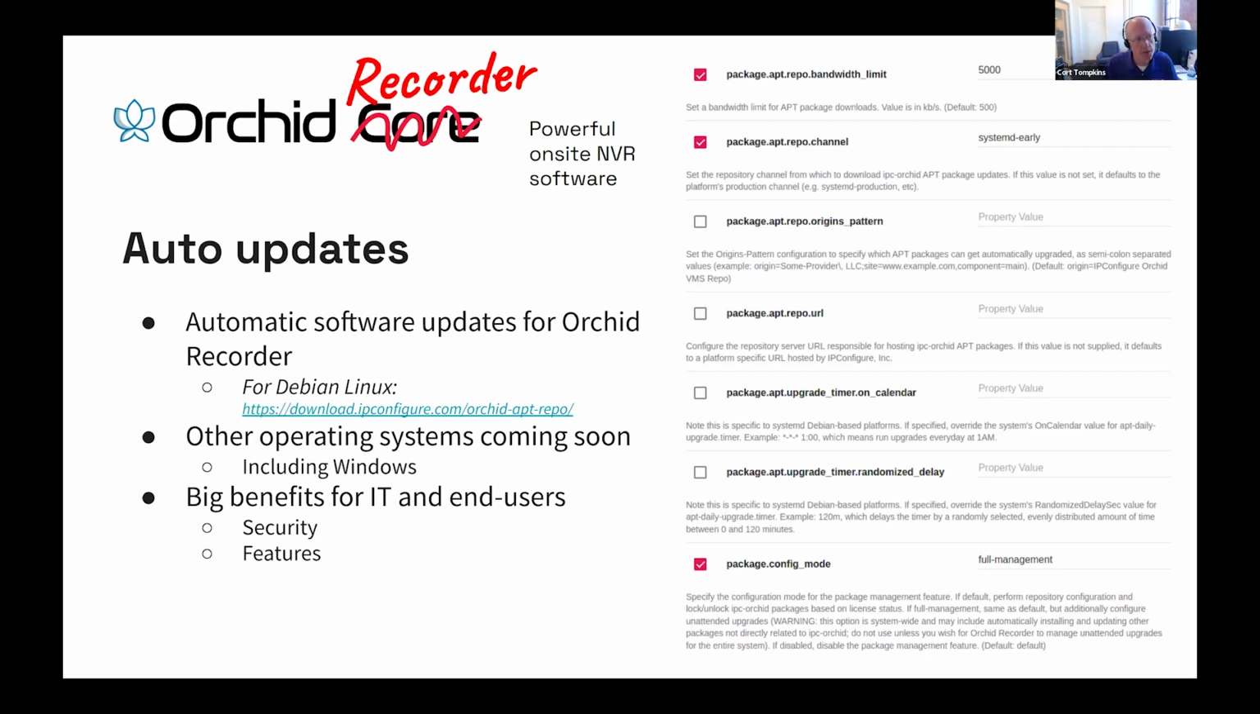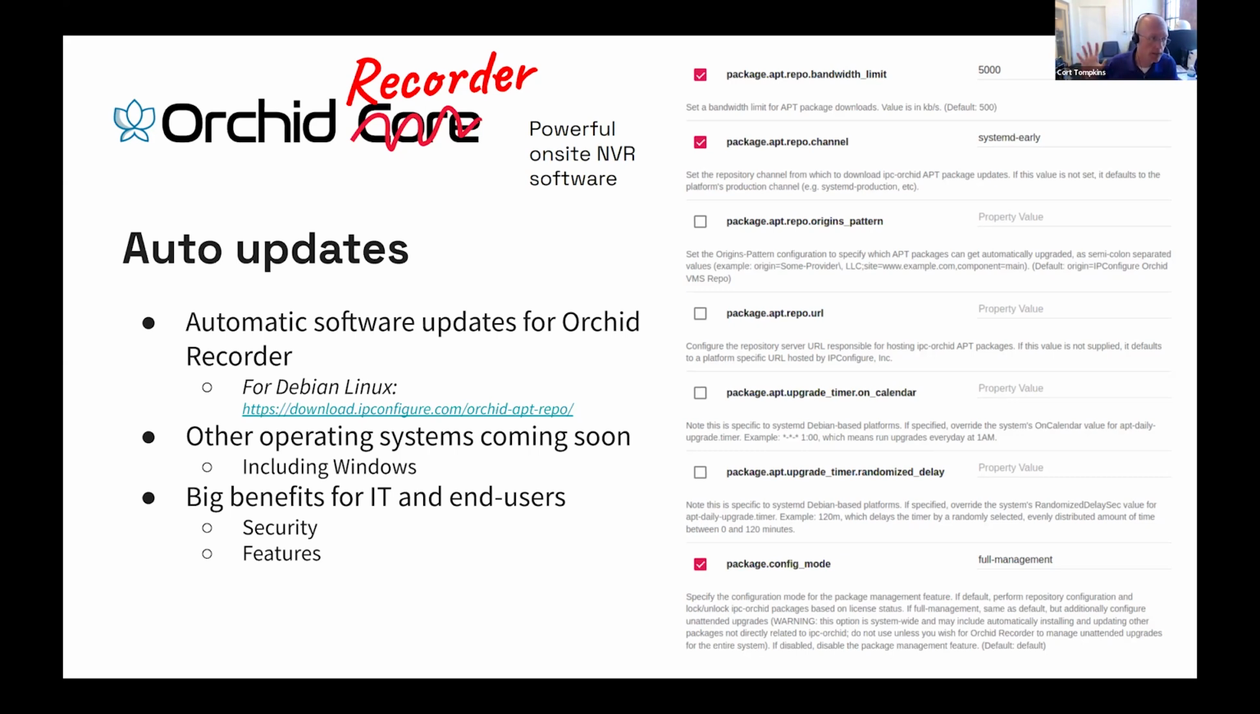Right now, this is a feature that's a little more IT-centric. So we're really targeting more advanced users, more IT-oriented users. If you know what an apt repo is, if you know how packages are managed on Ubuntu, IP Configure now provides an apt repo for Orchid Recorder. And through the advanced settings interface in Orchid Recorder, we can configure the system to automatically install updated Orchid Recorder versions from that apt repo. Again, a little IT-centric right now.